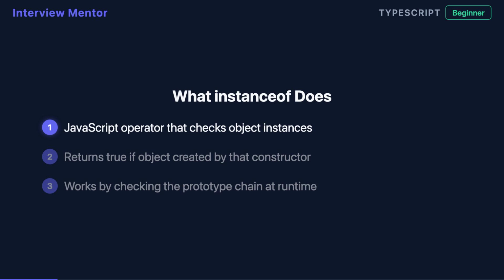It's a JavaScript operator that checks if an object is an instance of a specific class or constructor function. It returns true if the object was created by that constructor, and false otherwise. This works by checking the prototype chain at runtime.